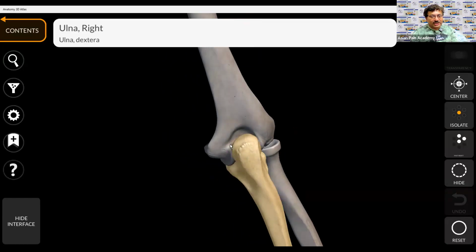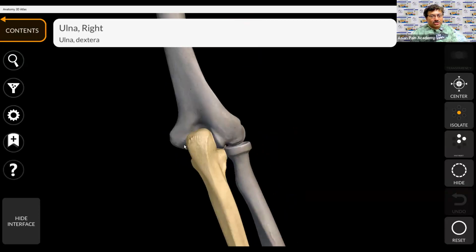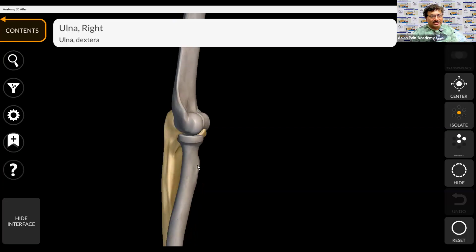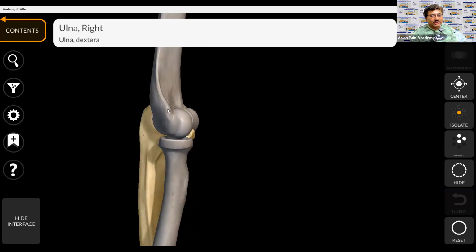Posteriorly, you can see there is a fossa in the humerus also, known as the olecranon fossa. Pathologies in the lateral part mainly involve either the lateral collateral ligament, or the common extensor tendon, because all the extensor muscles of the hand take origin close to this part, known as the lateral epicondyle.